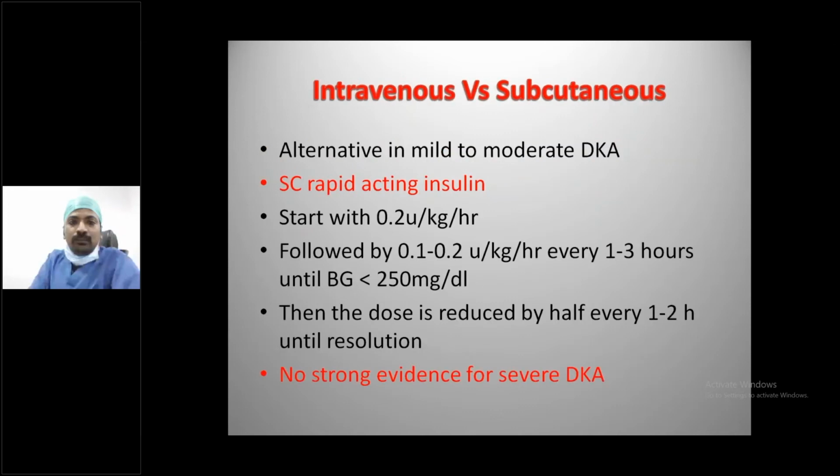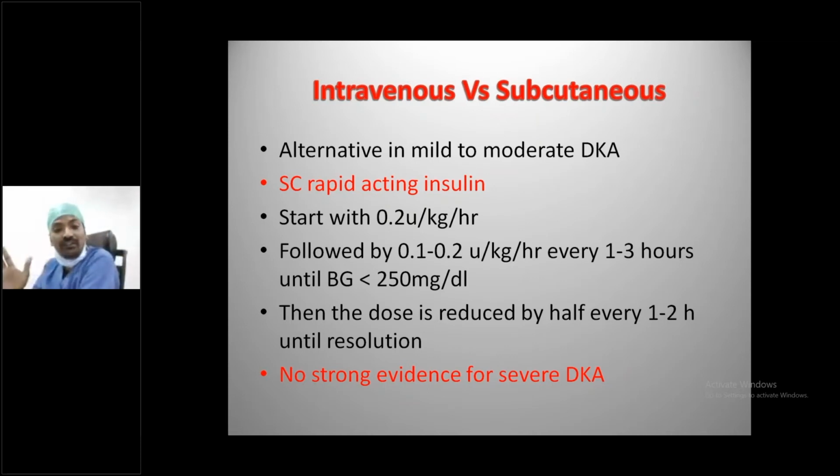So which route is preferable? Even in resource limited settings where you have limited facilities to monitor closely, subcutaneous insulin is an attractive alternative in mild to moderate DKA. For the subcutaneous form, we need to use rapid acting insulin. Start with 0.2 units per kilo, followed by 0.1 to 0.2 units per kilo every 3 hours until blood glucose drops to 250, and then the dose is reduced every 1 to 2 hours until DKA resolution.